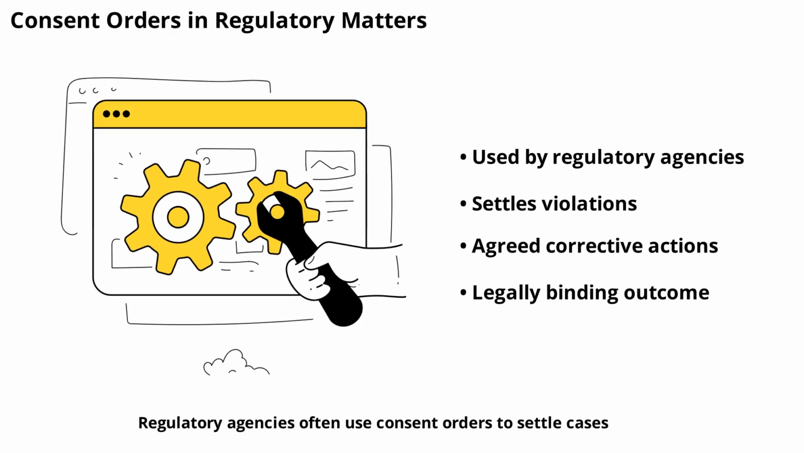Regulatory agencies often use consent orders to settle cases with individuals or organizations accused of violating laws or regulations. Instead of going to trial, the parties agree on corrective actions, penalties, or other terms. The court or regulatory body then approves the order, making it legally binding. This approach allows for swift resolution and ensures compliance, while avoiding the time and expense of a contested hearing.